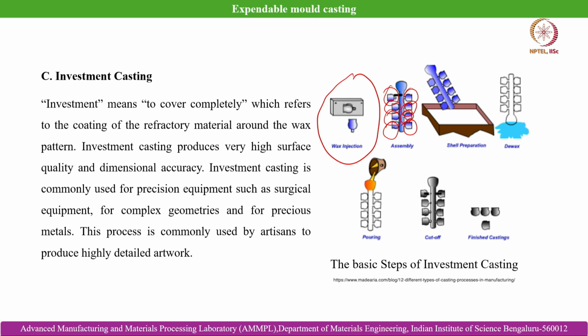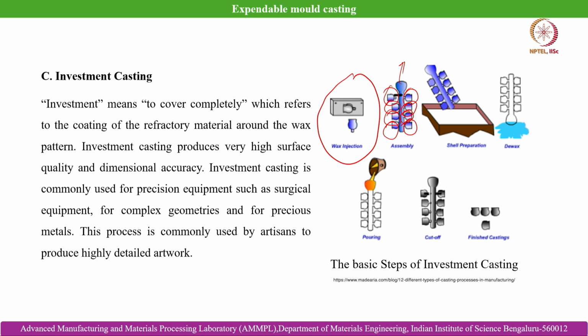So, we are basically doing the wax injection and making the individual wax pattern of the individual components that we are going to produce, and then we attach them in the form of a tree. So, these are basically wax injected wax replicas, wax patterns you can say, and then we arrange these waxes around a central sprue. This is the central sprue basically.